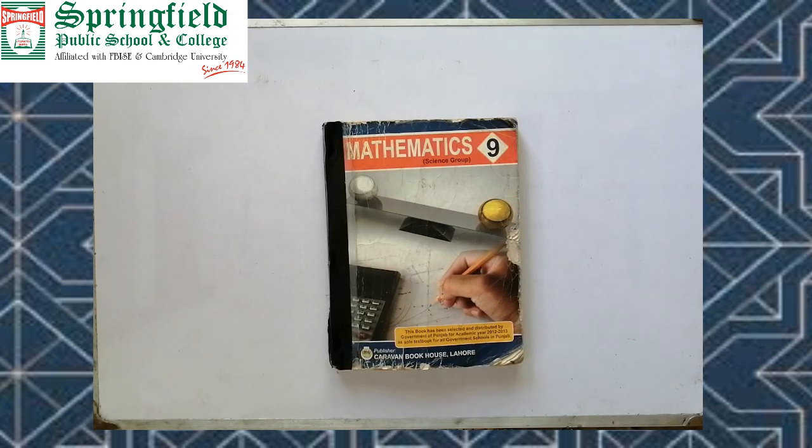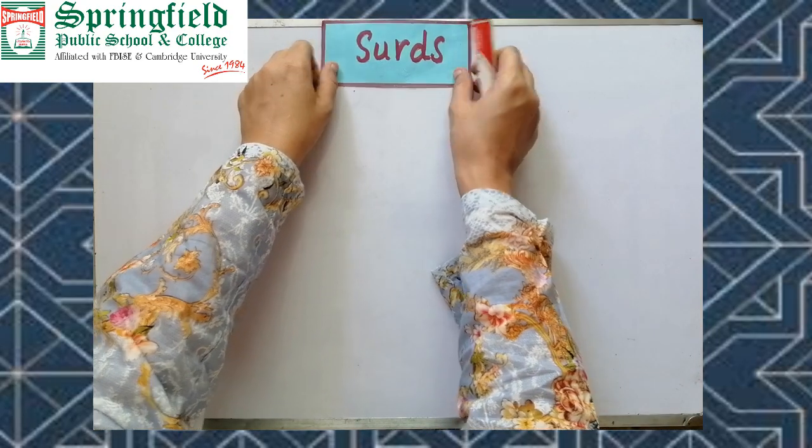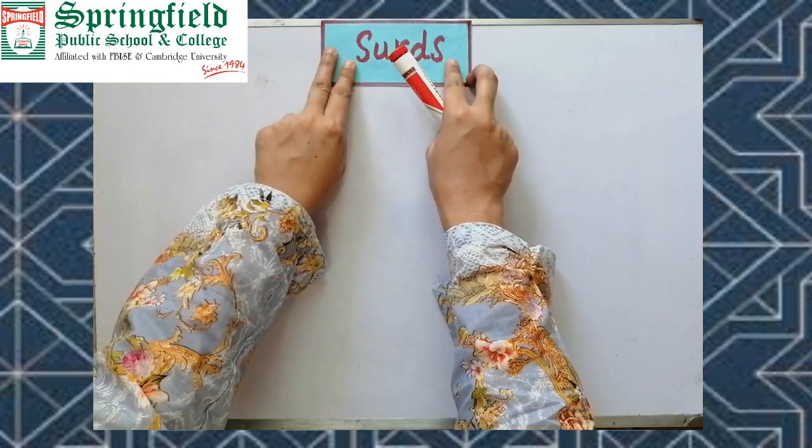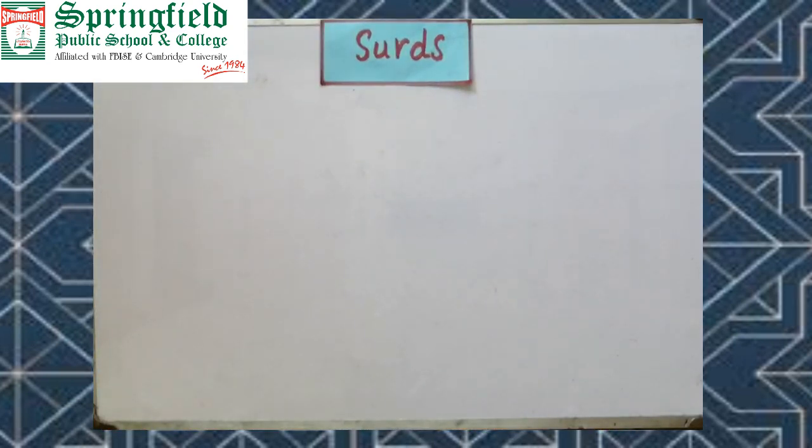Students, now we are going to solve math assignment number 13. Okay beta, in this assignment I will tell you about surds. Today we will start a new topic, and the new topic name is surd. I will tell you which type of numbers are called surds, and we will also discuss some of their properties. Fine? Okay, surd.